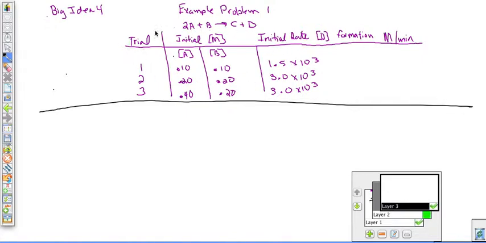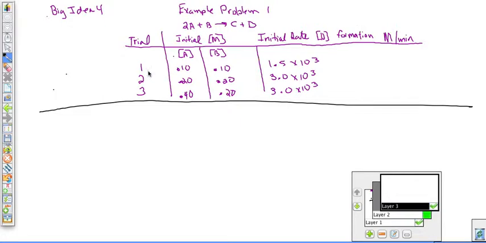Now, you've probably been seeing lots of data like this, but first of all, you want to look at the elements that you have. So you have 3 trials. Here's your overall reaction right here. This is your initial starting concentrations of your different reactants. And here's your initial rate of one of your products. And it's moles per minute. A lot of times you see moles per second. So keep that in mind if it's moles per minute, because you're going to need to keep that unit when you answer your question.